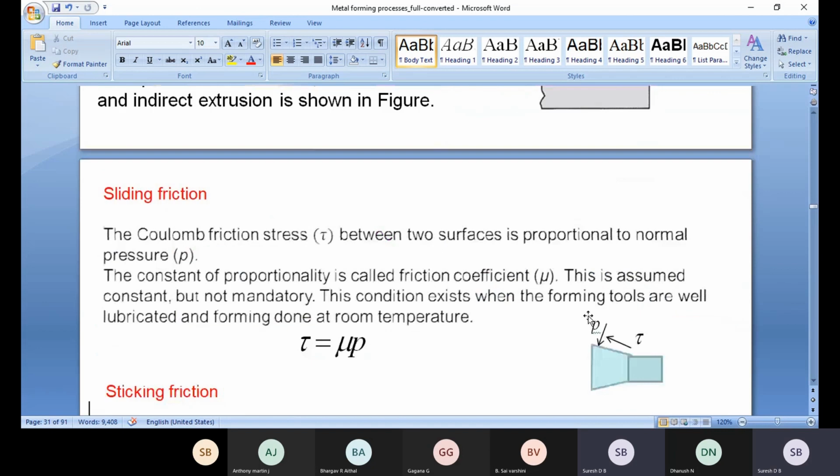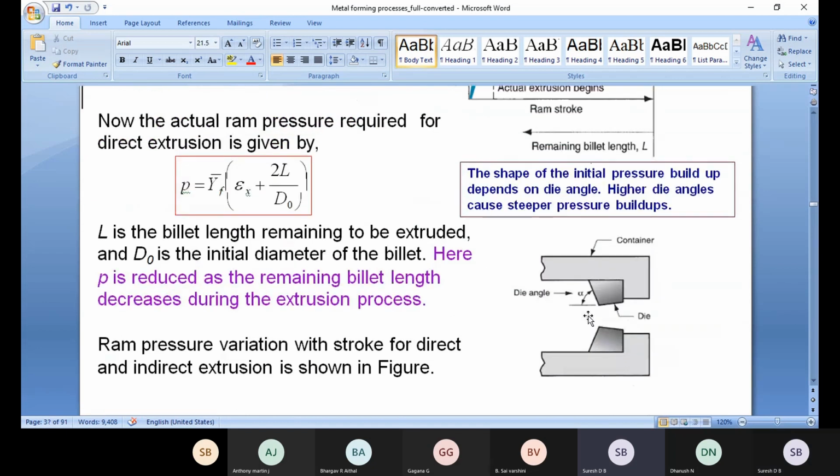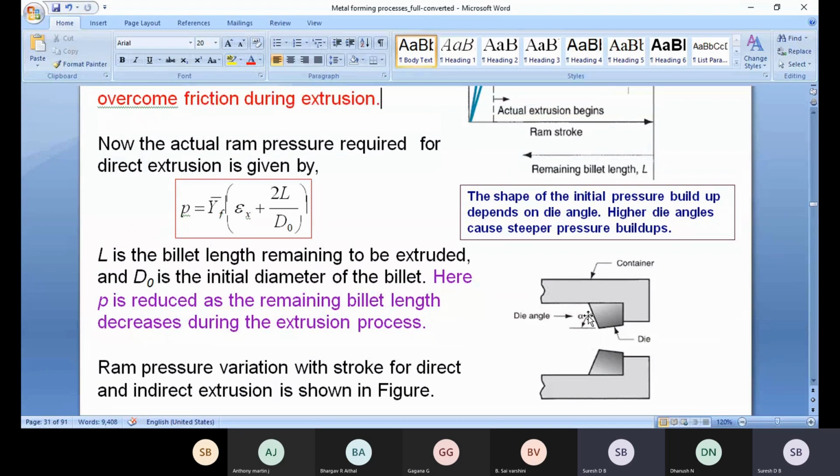Okay, any doubts, you can ask. No doubt, sir. Okay, in the next class I will explain die design parameters in the extrusion process.